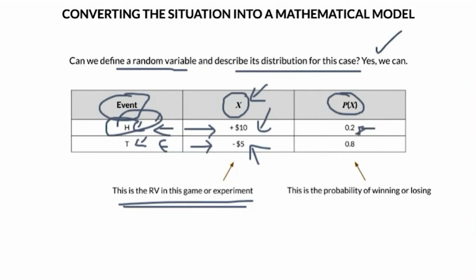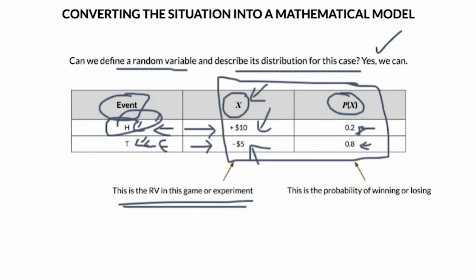That is 1 out of 5 times, right? And for tails, it is 0.8, 4 out of 5 times. This is your distribution. This x and P of x combination is the complete distribution for this case. Okay. Plus $10 with a probability of 0.2, minus $5 with a probability of 0.8.